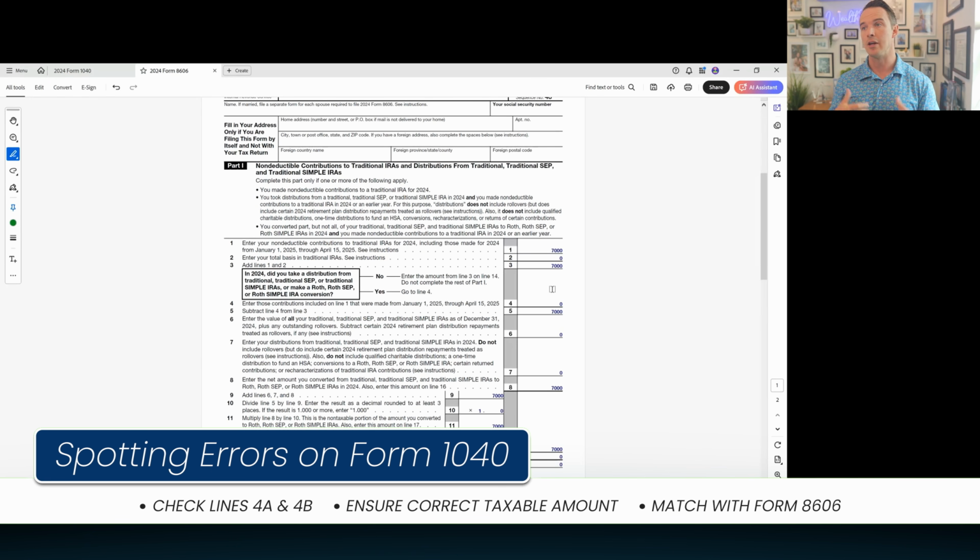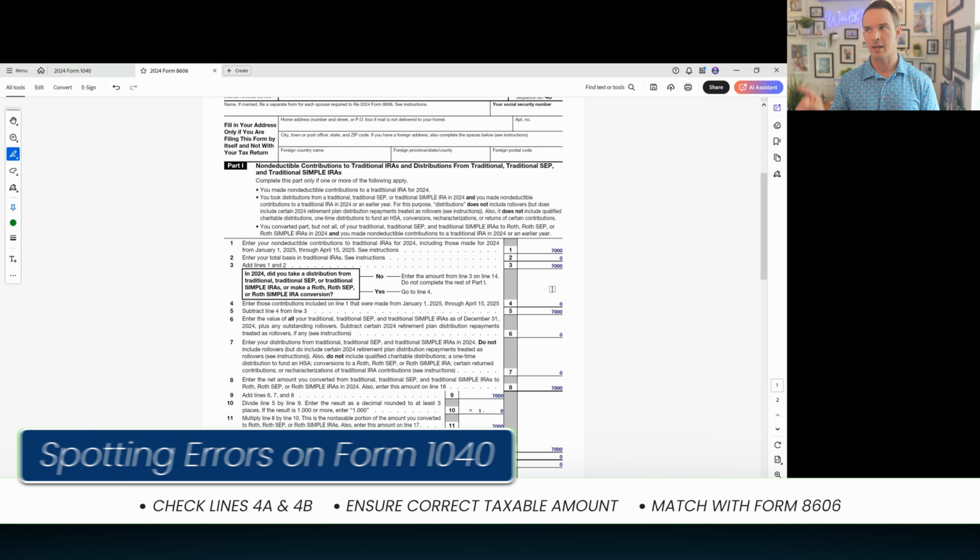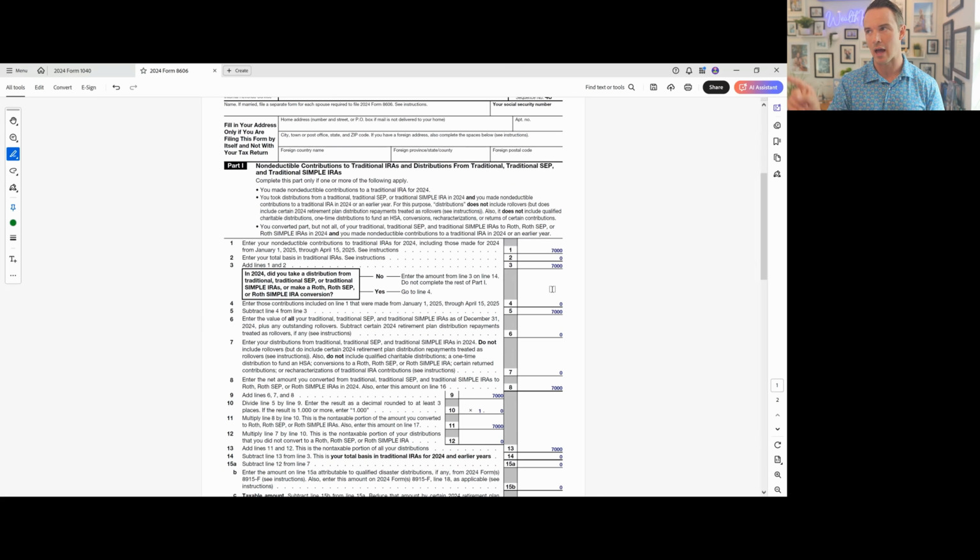Line 2, enter your total basis in traditional IRAs. 0. Again, we're keeping this clean. Now, you can still have clean backdoor Roth IRAs, and that line may have a number in it. This could be very common if you do 2 years at once, right? Let's just say you contact us now, so early 25, and you say, hey, I actually want to do 2024 and 2025 at the same time. So you may get a line that shows there when you have extra basis that's kind of transferring forward. So line 3, add lines 1 and 2, easy math. 7,000.